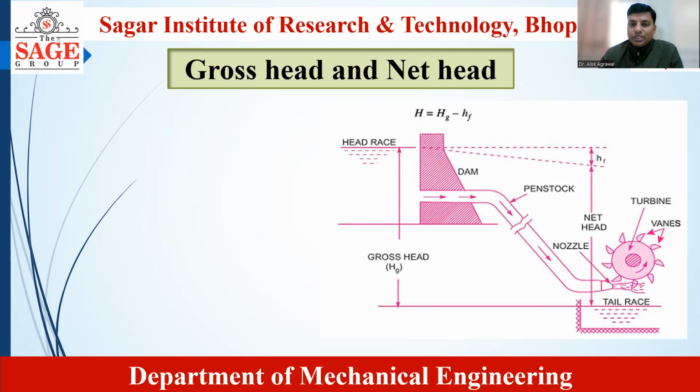See, what is happening here in water turbine: we are storing the water in a dam, and from that dam, with the help of a penstock, we are taking that water and striking that stream of water onto the turbine blades. So that turbine will rotate and generate mechanical energy, which is later converted into electrical energy. So this is the overall working of a water turbine.